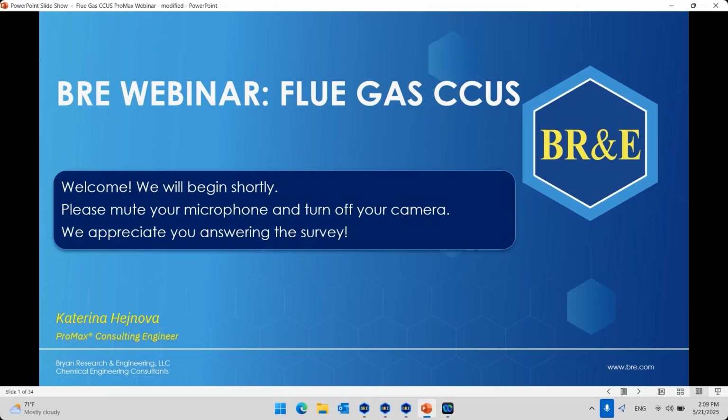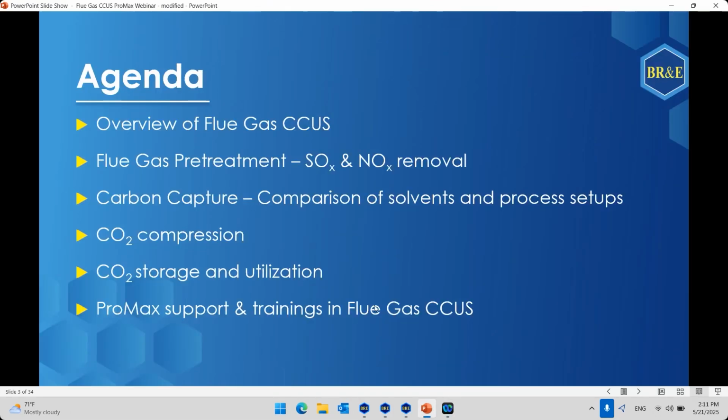The agenda for today is really focused on flue gas CCUS. So I'm going to give you an overview of what it actually is. We are going to talk about the importance and the steps of flue gas pretreatment, so we will be looking at SOx and NOx removal. Then we'll look into the CO2 capture unit, the core unit itself. We will look at different types of solvents and process setups. Then we'll have a look at CO2 compression, and the last step is CO2 storage and utilization.